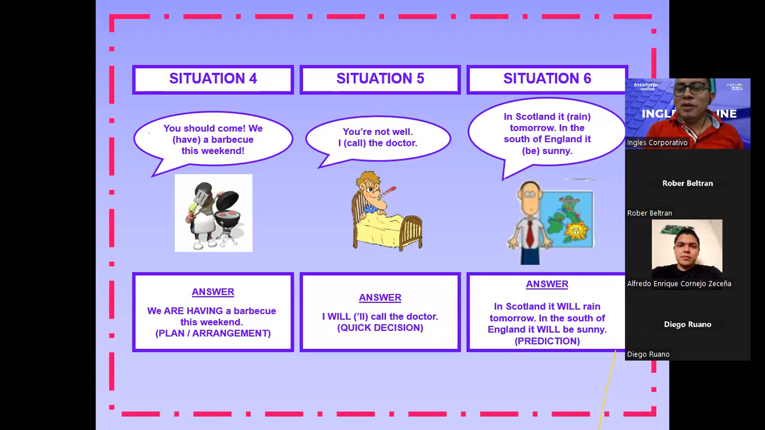Ya tenemos la respuesta dada, es I'll call the doctor. No, I'm not feeling good, I'm feeling like tired, I'm like, I'm gonna call the doctor. So you don't say that, you say I'll call. In the moment que se siente mal, dice yo lo hago, I'll call, I will call.